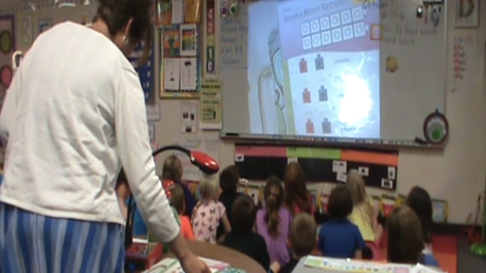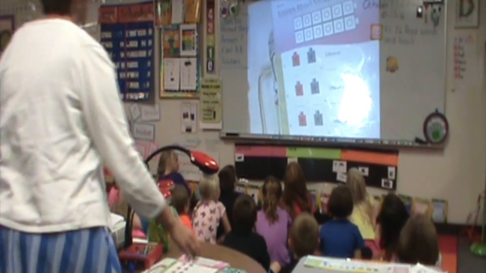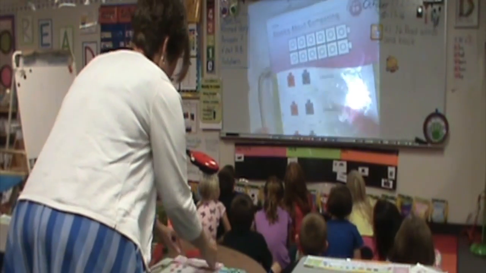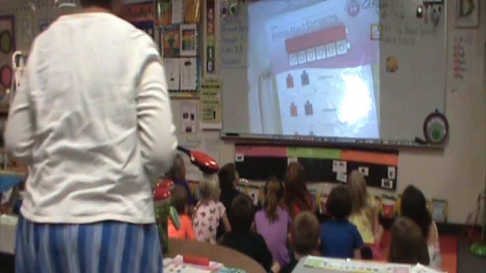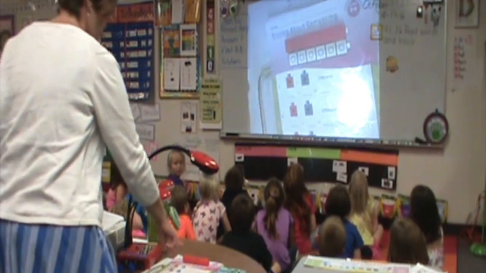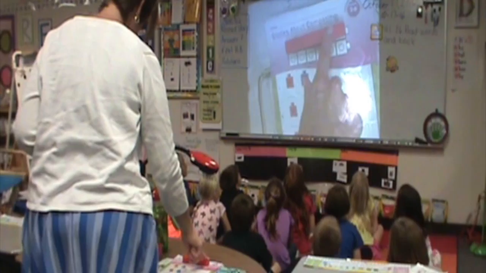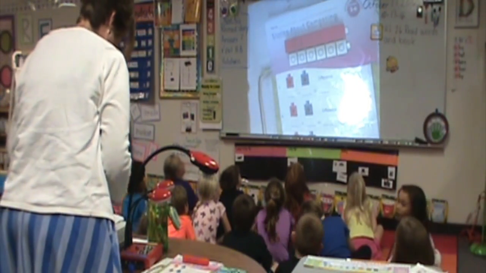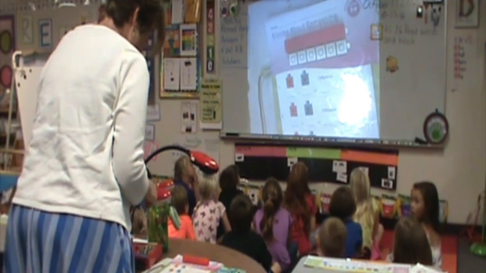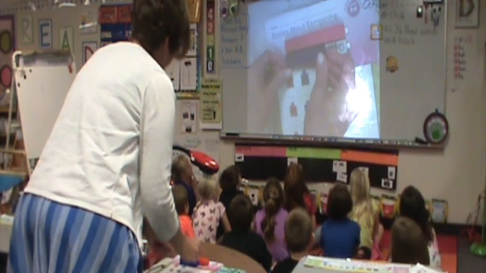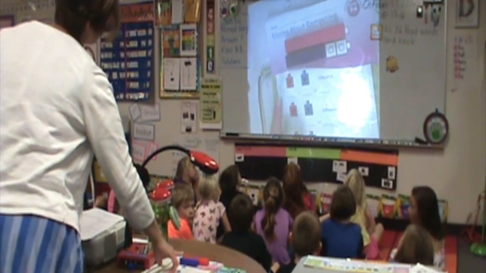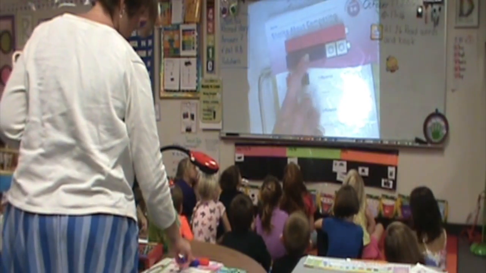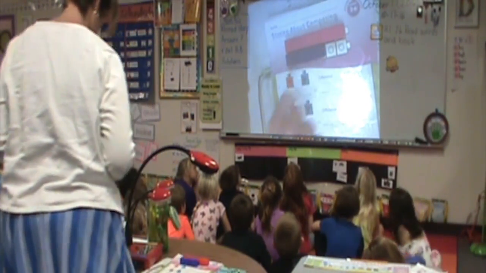Okay. I have 6 red connecting cubes. Do you see it? 1, 2, 3, 4, 5, 6. I also have a tower of 4 connecting cubes right here. They're a little hard to see. 1, 2, 3, 4. Okay?